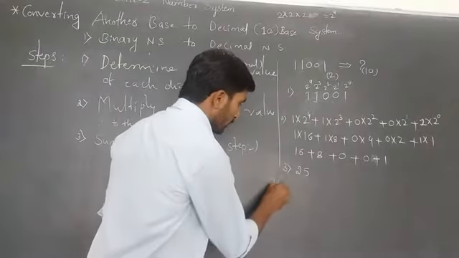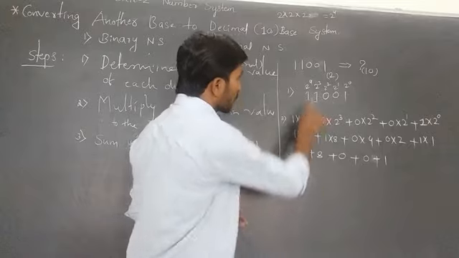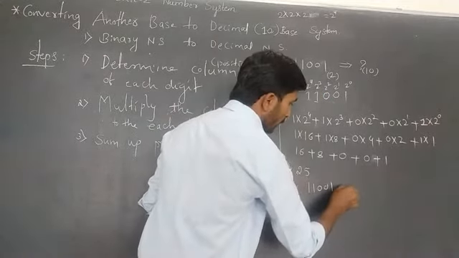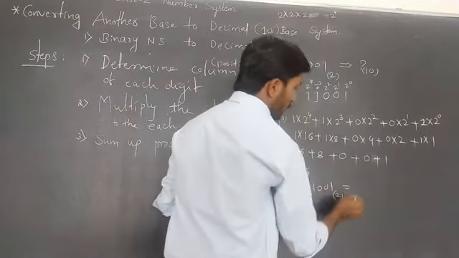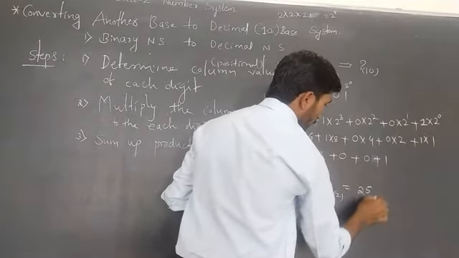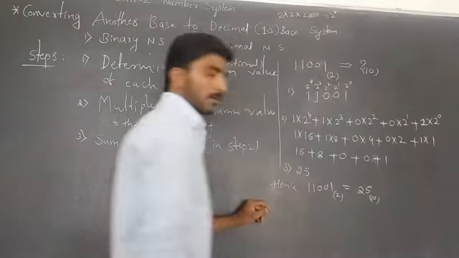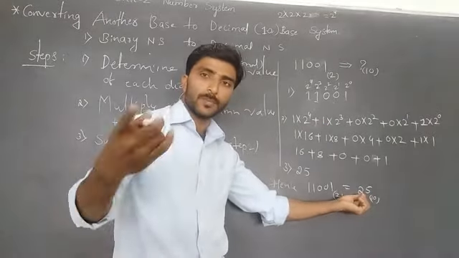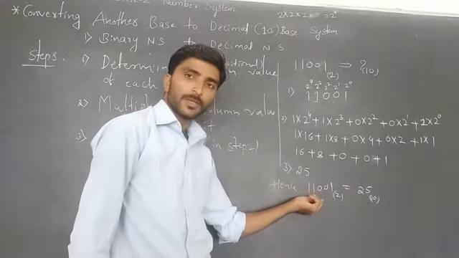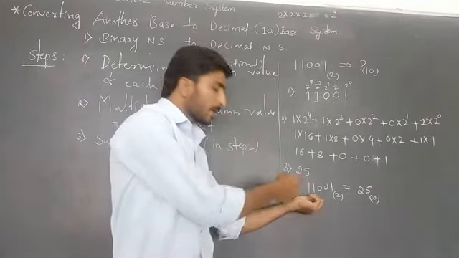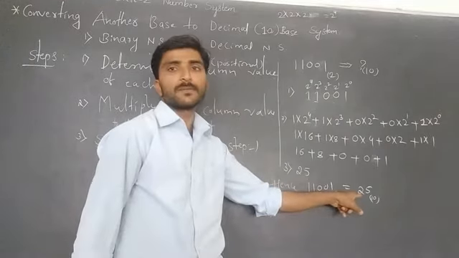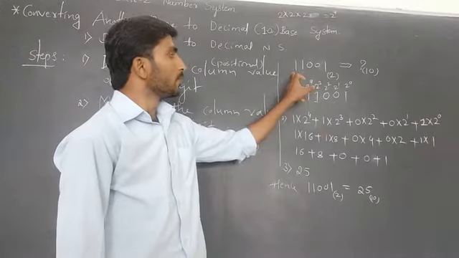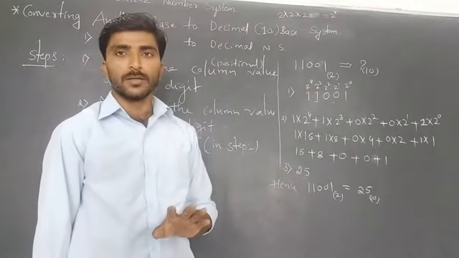Hence, how to write? Hence, this number 11001 in binary base is equal to 25 in decimal. Okay? So if you provide 25 to the computer, that is converted to a binary number like this. If it is already converted in binary, again it produces the 25 in decimal like this. This is how to convert a binary to a decimal number system.